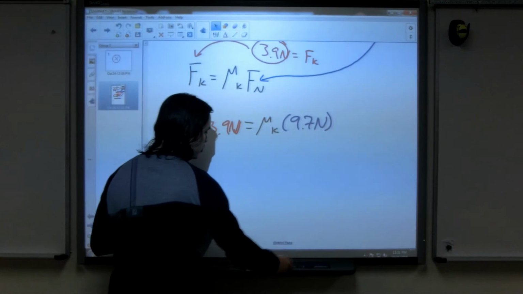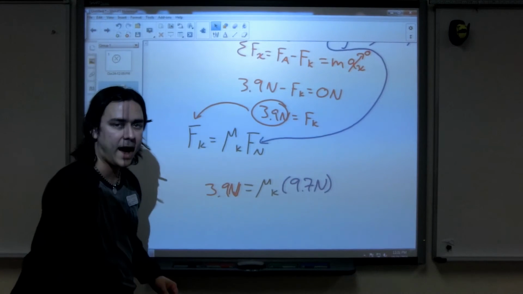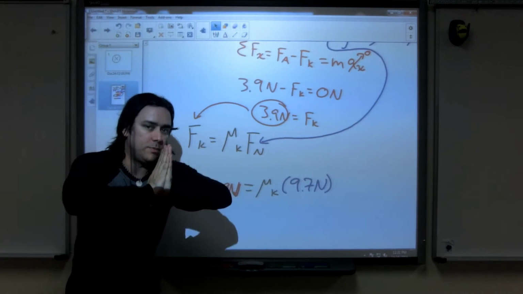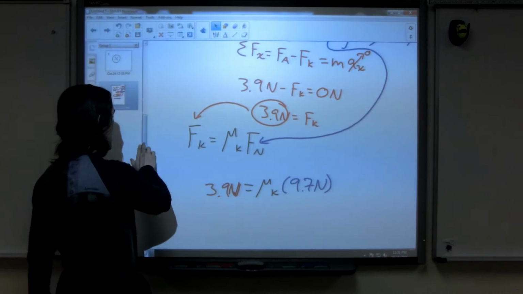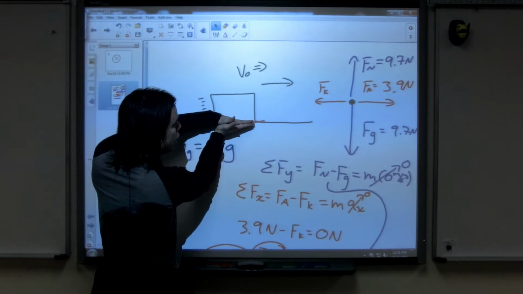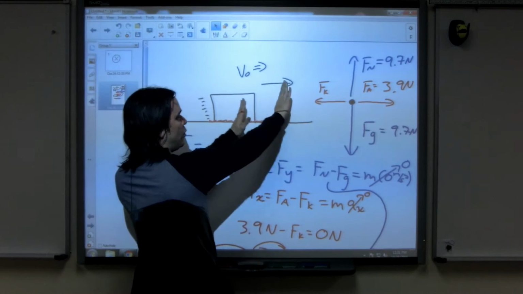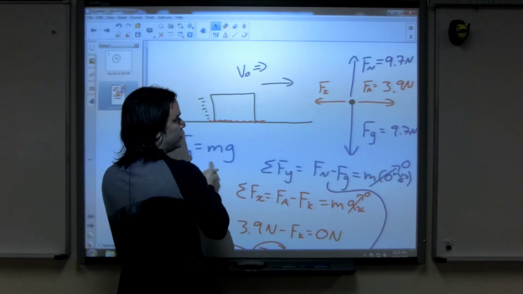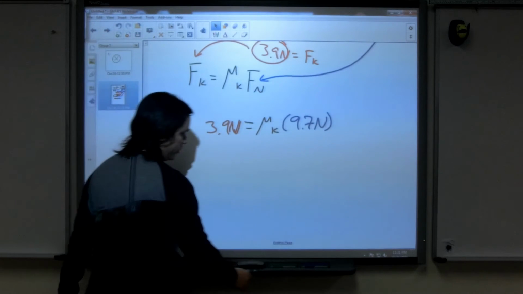9.7 newtons. Now, remember, the normal force in this equation deals with how hard the surfaces are being pushed together. Not me pushing on the object, but how hard the surfaces are being pushed together. That's this normal force. I'm applying a force this way, but that's not squishing the surfaces together. All right, we're almost done.